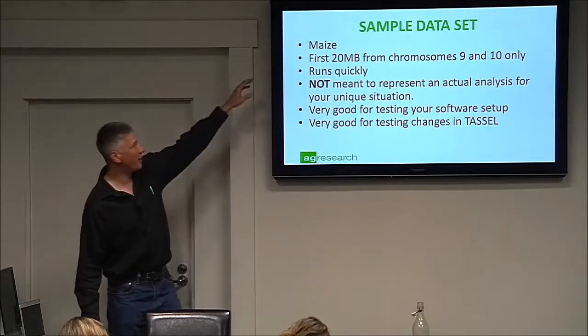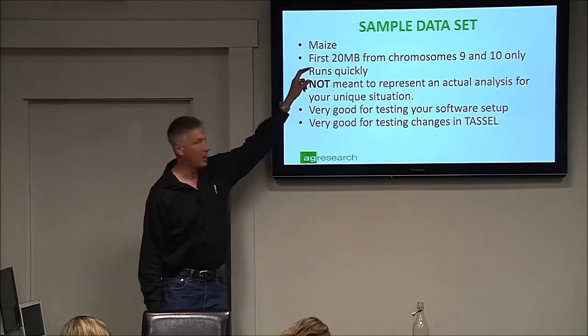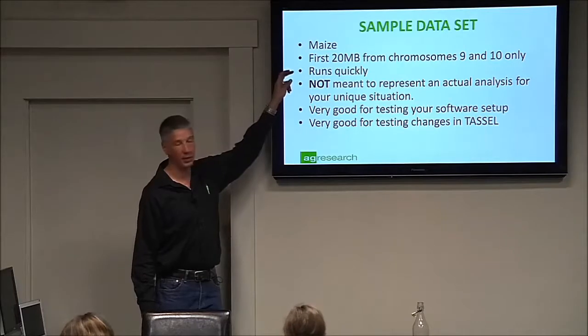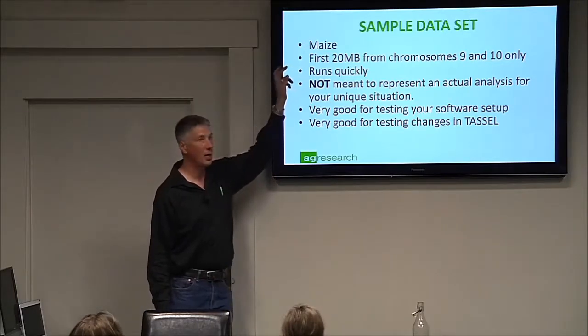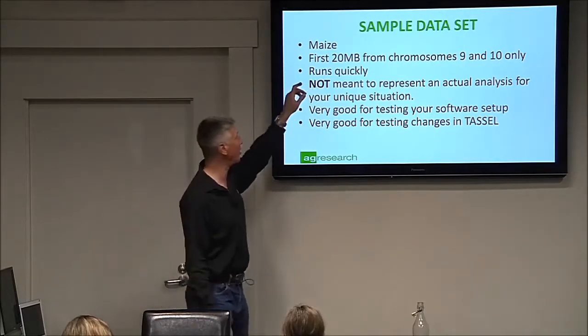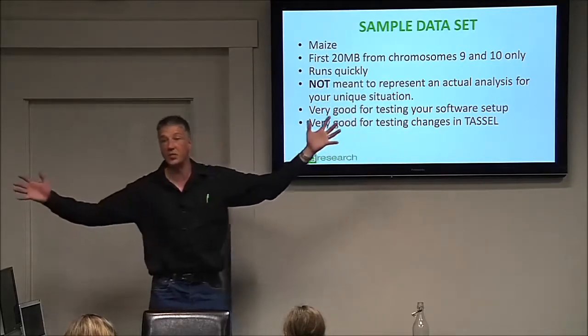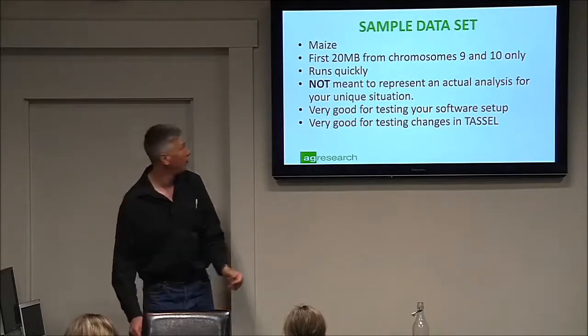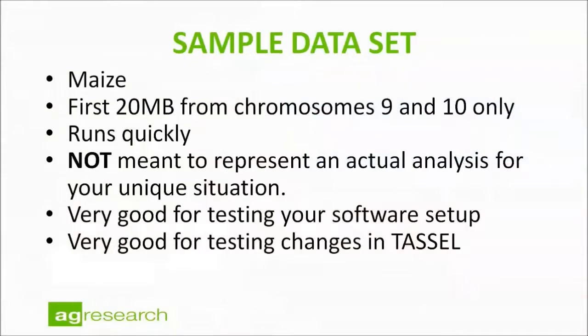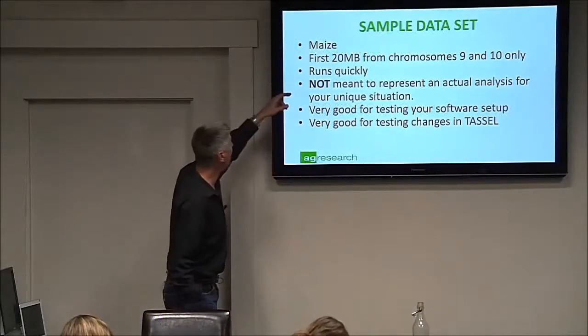About the sample data set: first, it comes from maize. The sequence files contain sequences that are only from the first 20 megabases from chromosomes 9 and 10. This is a substantially reduced data set. It runs quickly, that's why we're doing it. We've just beta tested this round at Deakin this last couple days, and it worked much better than the longer things that we were doing that took forever and crashed computers and was just a nuisance.